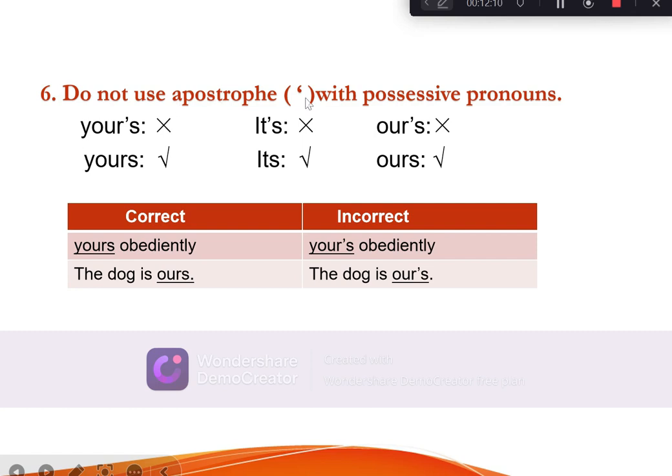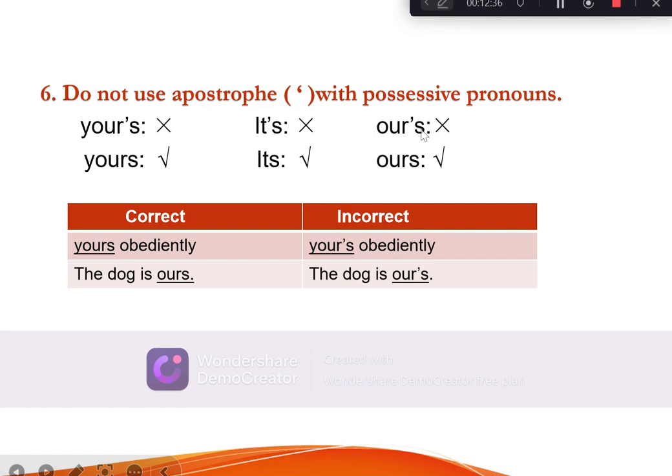Do not use apostrophe. This is the sign of apostrophe with possessive pronouns. Yours' is said to be incorrect, because apostrophe is not allowed to use with possessive pronouns. If you remember the slide of the cases of pronoun, subjective case, objective case and possessive case. So yours, its and ours.